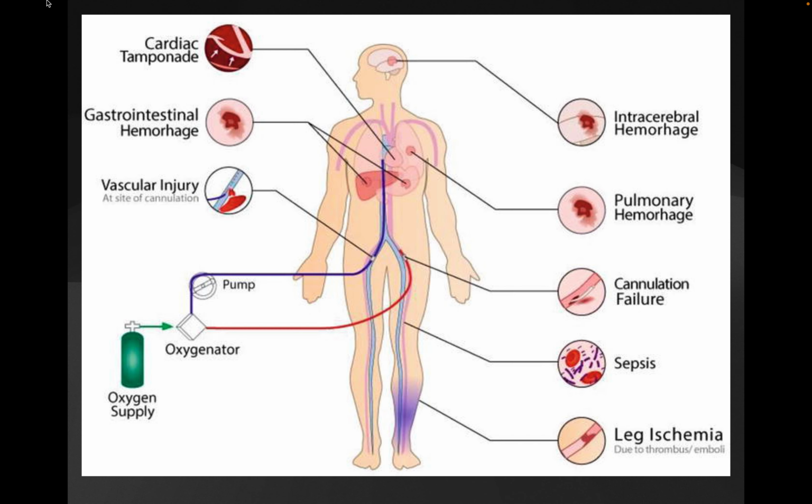These are a few of the complications of ECMO: we may have intracranial hemorrhages related to coagulopathy, pulmonary hemorrhages, and cannulation failure, which can be encountered right at the time when we initiate the cannulation. Sepsis, if ECMO therapy is prolonged beyond 5 or 7 days. Leg ischemia, a few complications related to vascular injury, GI hemorrhages, and cardiac tamponade.